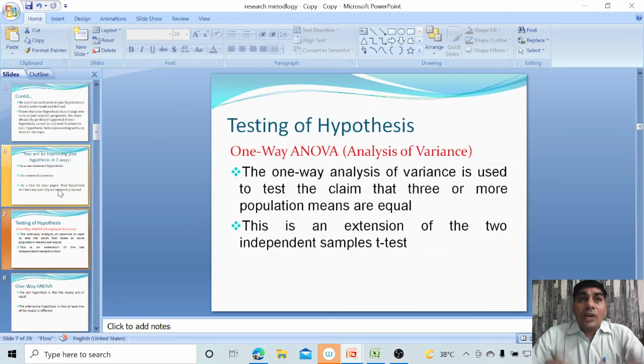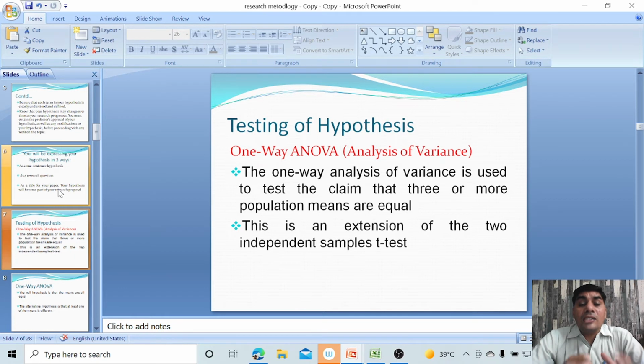Now we come to our main point: testing of hypothesis. How can we test our hypothesis? We can test our hypothesis by using various statistical tools like correlation analysis, t-test, z-test, chi-square test, and so on. There are many statistical tools which we can use to test the hypothesis. In today's video, we will discuss the one way ANOVA, that means analysis of variance.